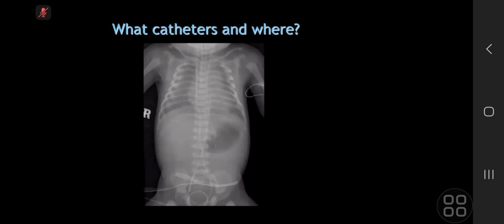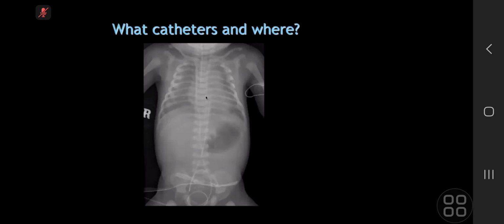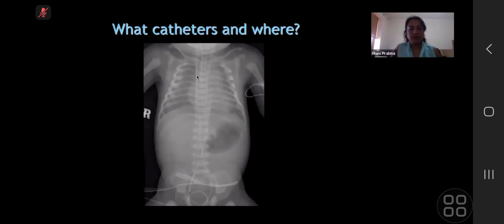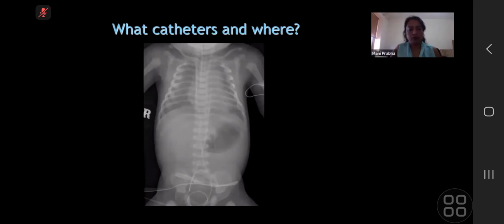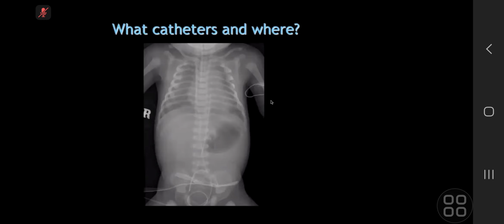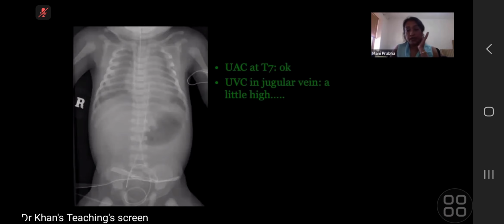Wonderful. See, this is at T8, isn't it? So it is normal, isn't it? Yes. Okay. So this is normal. And this is the UAC or UVC? UVC. Where do you think it is going? It's in the superior vena cava brachiocephalic. Okay. Lovely. So yeah, it is malpositioned, and you would advise the clinical team to retract it and position it correctly. So yeah, UAC is at T7 and it's absolutely fine. UVC is in jugular vein and it's high, and it needs to be repositioned.